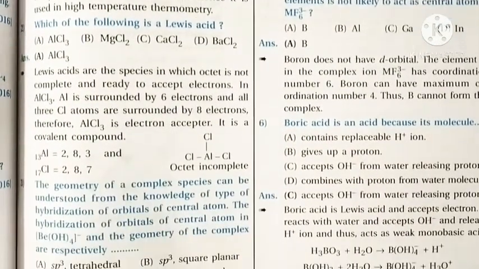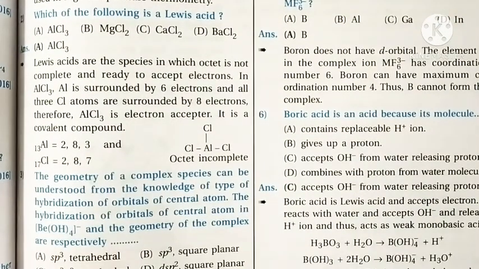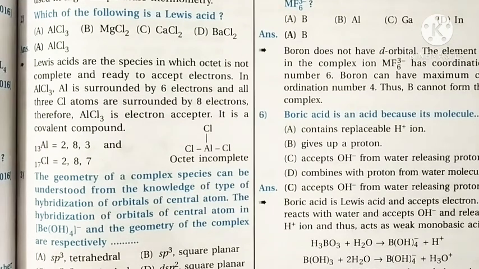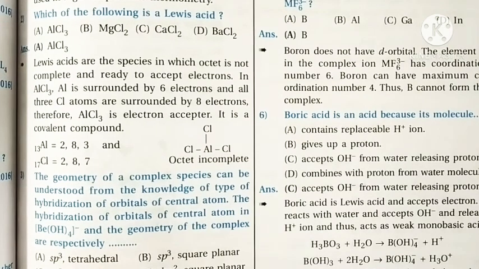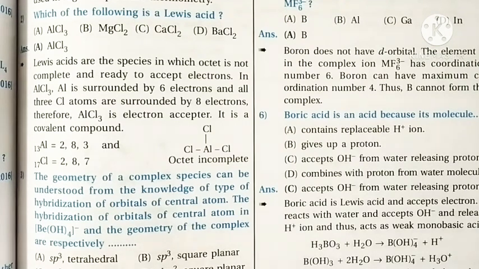Which of the following is a Lewis acid? MgCl2, CaCl2 and BaCl2 are all metal chlorides, but AlCl3 is different, because in AlCl3 the octet is not complete, so it is ready to accept electrons. Aluminium is surrounded by 6 electrons, while the chlorine atoms are surrounded by 8 electrons, so it's an electron acceptor.